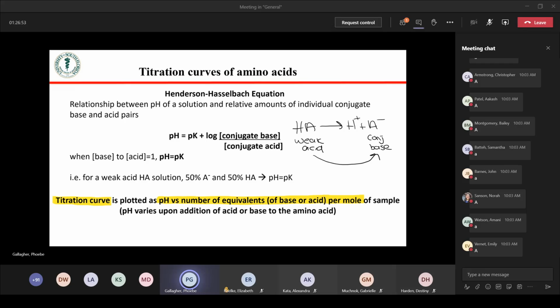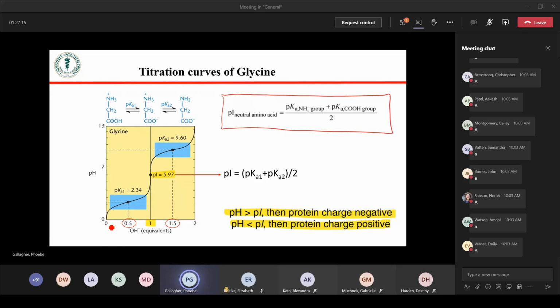So here we're going back to the Henderson-Hasselbalch equation, and knowing the ratio of conjugate base to conjugate acid, you're going to be able to determine the pH of a solution. So what's more important to know is the titration curve. The titration curve is going to have the pH on the y-axis and the equivalents of base, in this case, that are added. As you can imagine, as more base is added, the pH is going to increase, right?